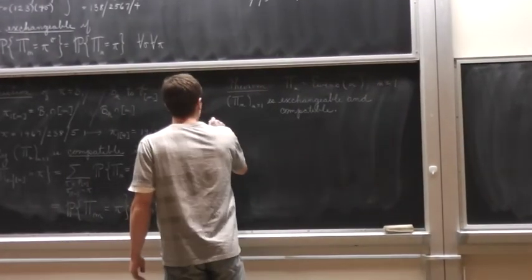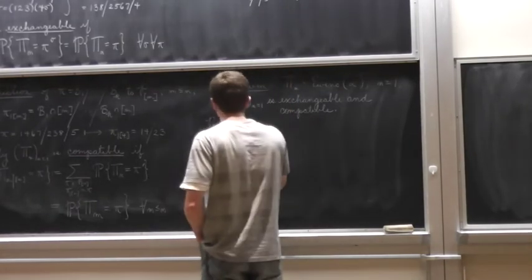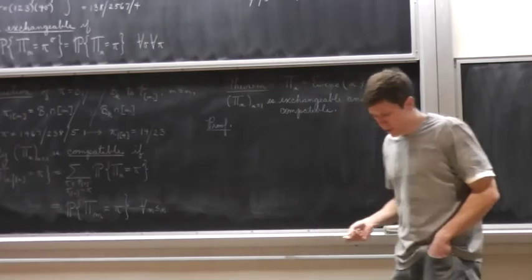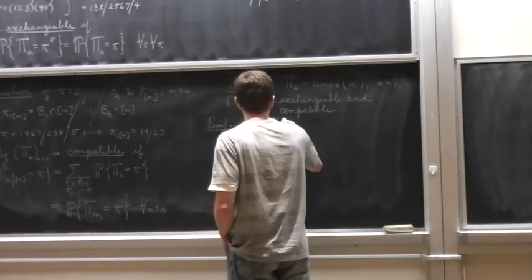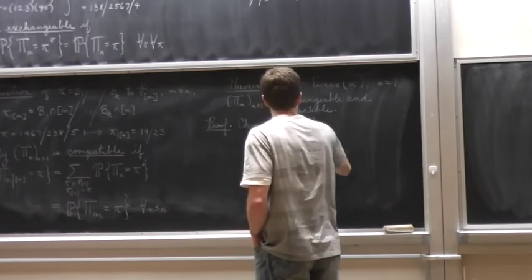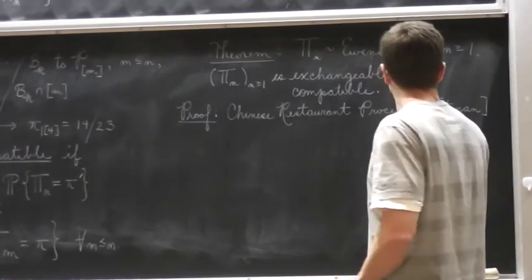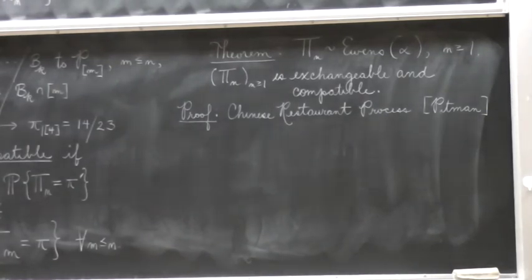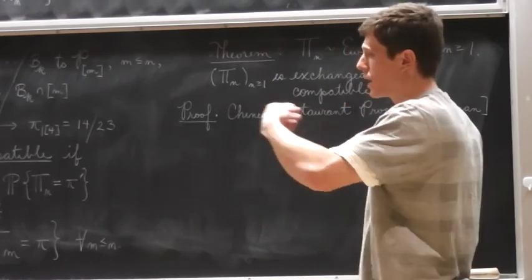The interesting part is the compatibility. And there's a nice and easy way to show this using induction, and it's through something called the Chinese restaurant process. So this is a construction due to Jim Pitman. I should say that nothing that I'm talking about is my work. I wanted to take the opportunity to introduce these ideas and survey some of them. So this is due to Jim Pitman, where we can generate this sequence pi n recursively by building it up and inserting elements one at a time.